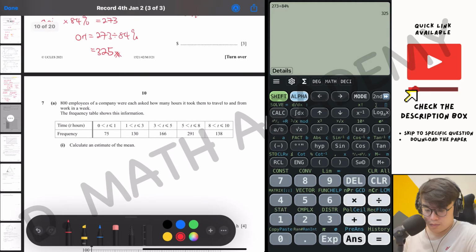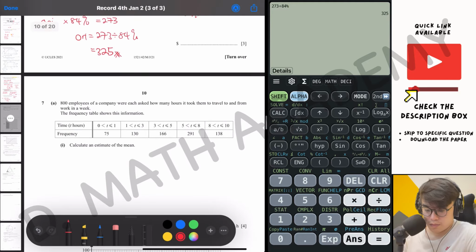Okay, question 7. We have 800 employees now. They want us to calculate the mean. So to get that, we need the midpoint first. 1 plus 0 divided by 2, that will be 0.5. 1 plus 3 divided by 2 is 2. 4. 8 plus 5 will make it 13, 13 divided by 2 is 6.5. 18 divided by 2 is 9.